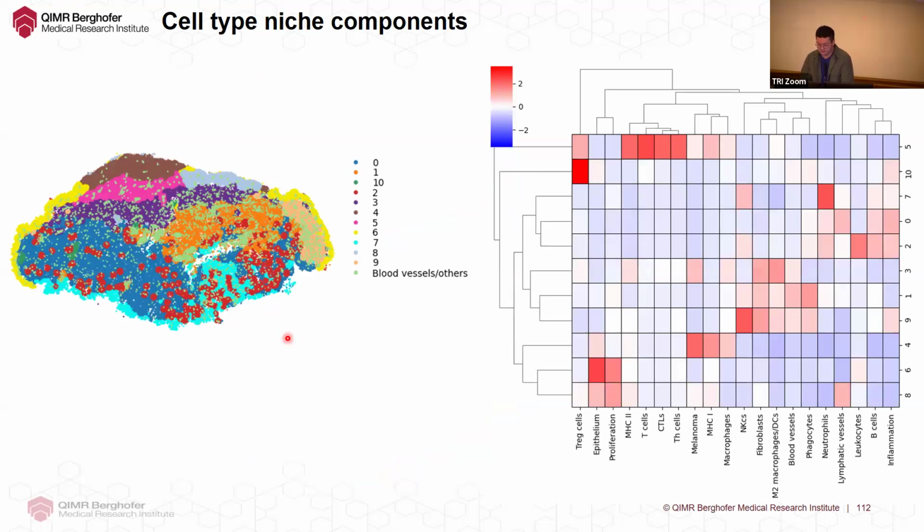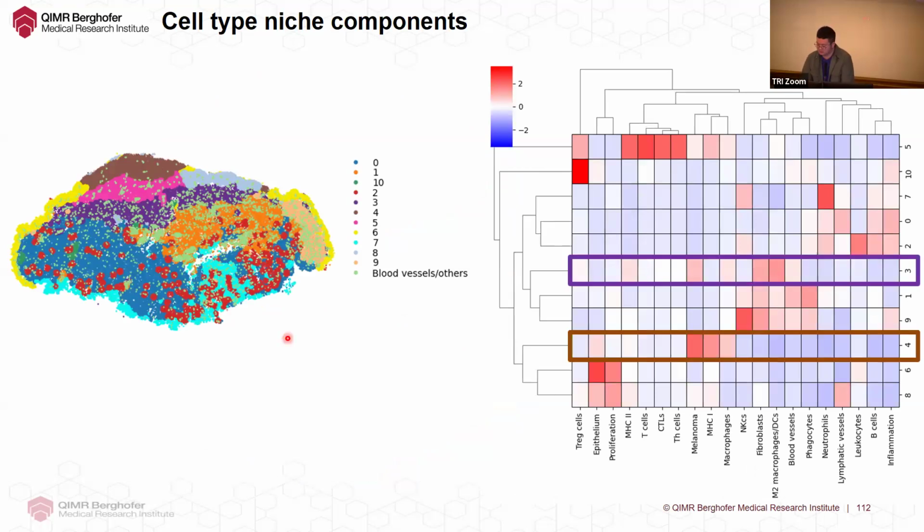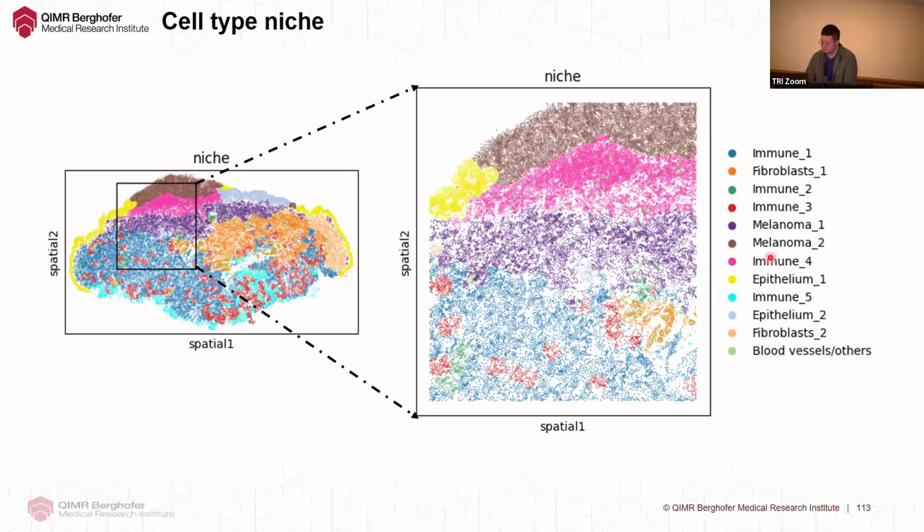So for example, we can see that communities 3 and 4 are 2 melanoma communities. And we can see that the cell type compositions in those communities are very different. For example, community 3, which is in this region, is enriched with melanoma and also fibroblasts. And we can also zoom in on those regions and annotate each cell community.